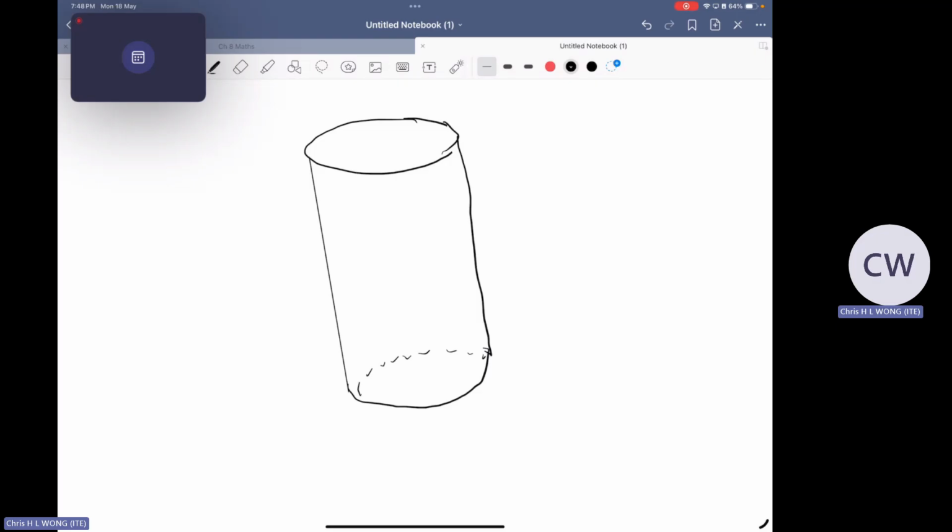So is this a prism? Technically, it's not, but the calculation is the same. Is that okay? So technically, they say it's not a prism. So I'm going to draw another one for you. You tell me whether this is a prism. Next one.